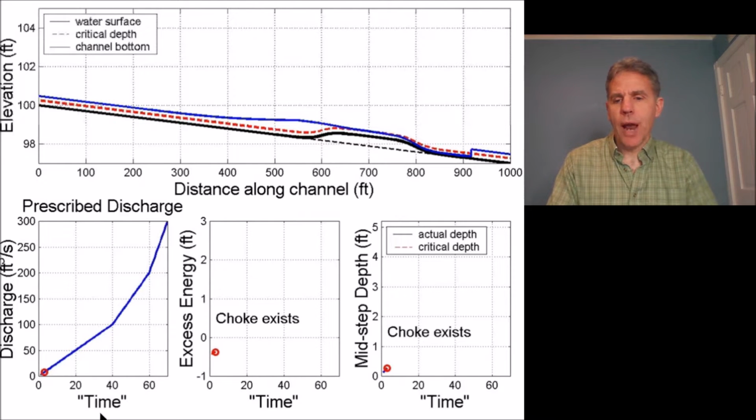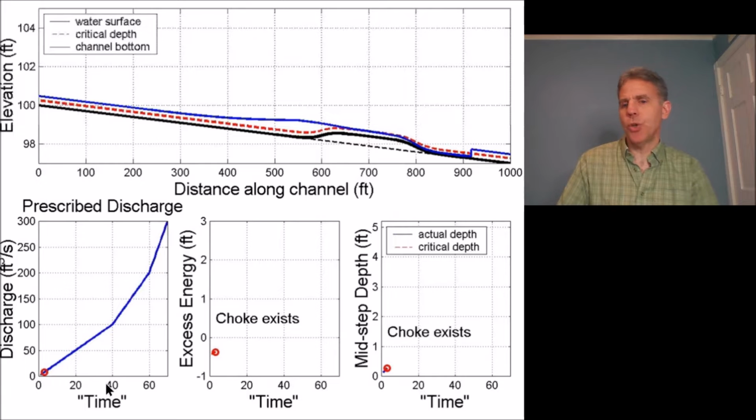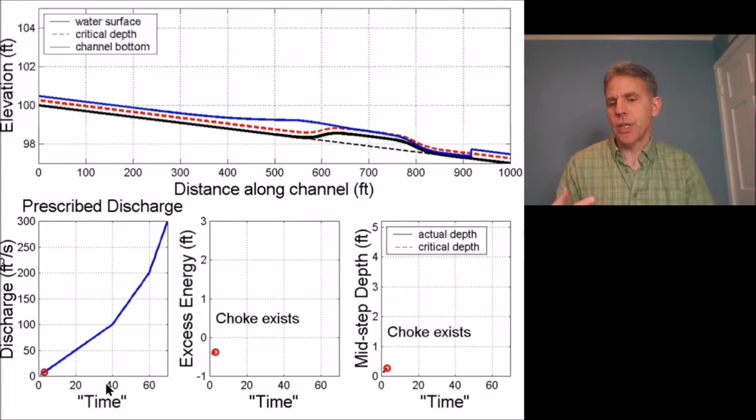The lower three graphs all have on the horizontal axis what I have as time in quotes. They're not really time so much as you can imagine that different discharges are moving through the channel. If you like, you could imagine that the channel is moving from basically low flow conditions to flood flow conditions. And so the leftmost of these three graphs just shows the prescribed discharge versus some sort of fictitious time.